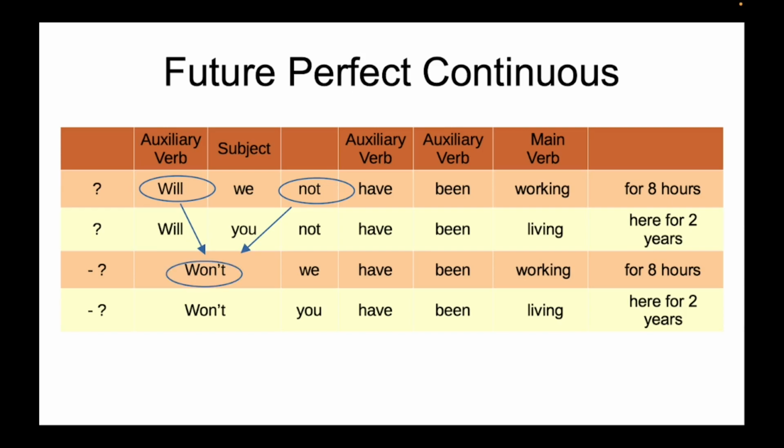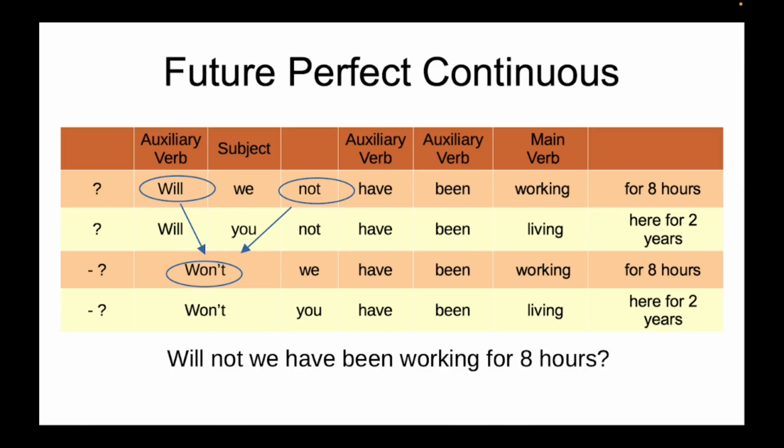For example, instead of saying, will we not have been working for 8 hours? We can say, won't we have been working for 8 hours? Or, will you not have been living here for 2 years? Becomes, won't you have been living here for 2 years? The tricky part is we can't uncontract won't and say, will not we have been working for 8 hours?